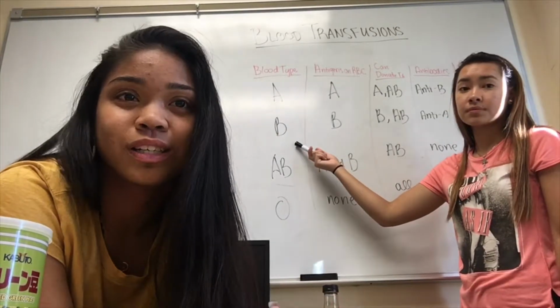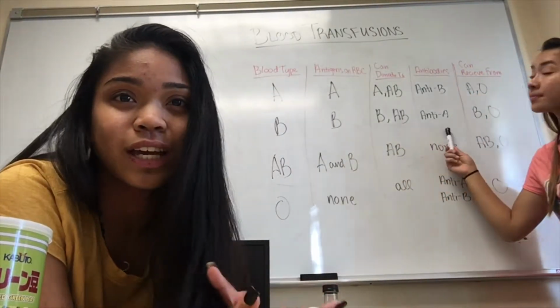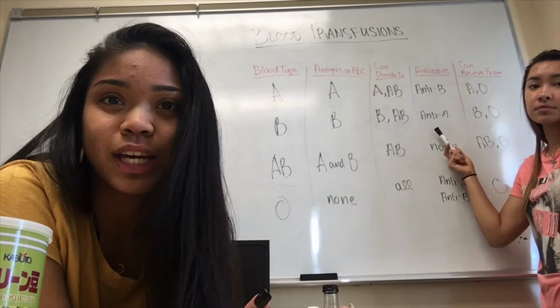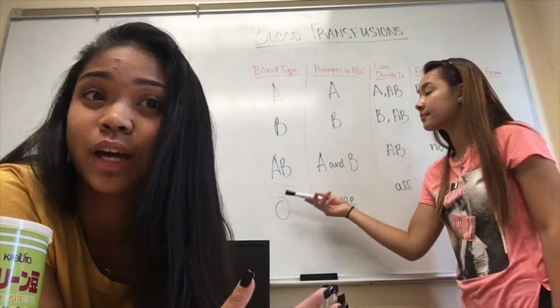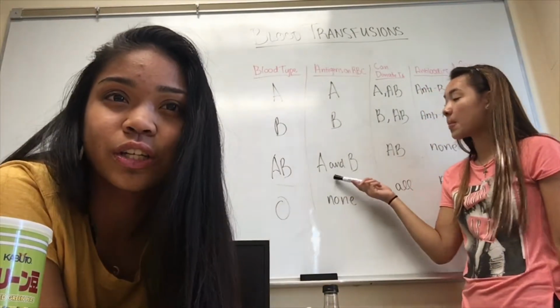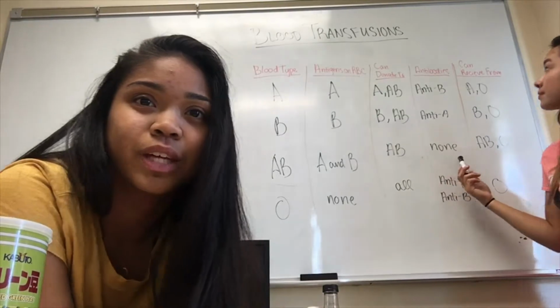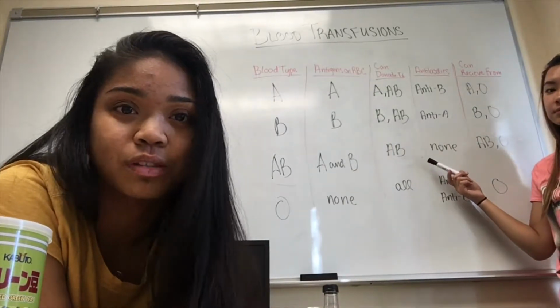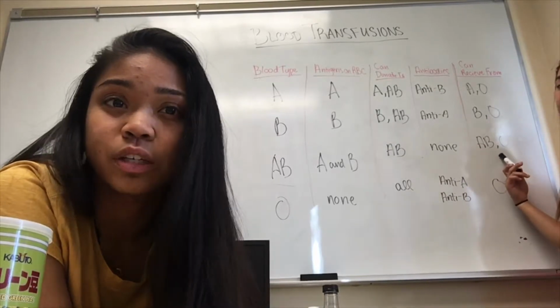With blood type B, the antigens are B. You can donate to B and AB. The antibodies in the serum is anti-A, and you can receive blood from B and O. With type AB blood, the antigens on the red blood cell is A and B. You can donate to only AB, and the antibodies in the serum is none. There's no antibodies. You can also receive blood from A, B, and O.